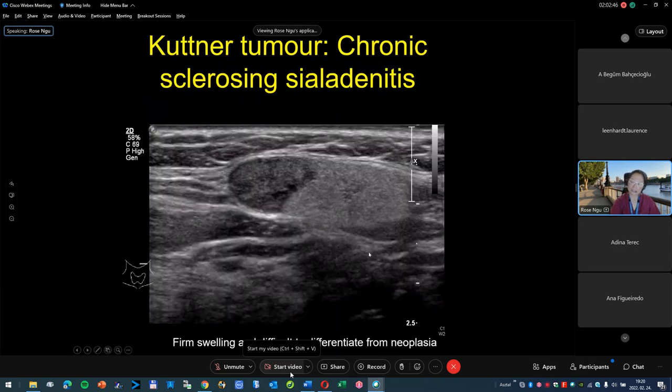This is another kind. This is called, believe it or not, a chronic sclerosing sialadenitis. It's very firm to palpation. They tend to be in the anterior part of the sublingual gland. It's, for some reason, called a Kuttner tumor, but it's not a tumor. It's benign. Tend to be firm. And if you FNA them, they tend to be non-diagnostic.